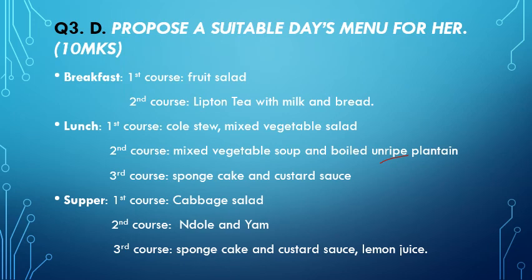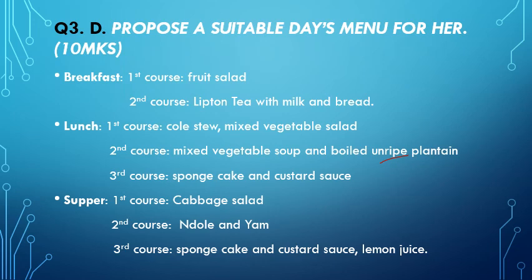Then for supper, for the first course, you may have a cabbage salad. You see, more of vegetable. Second course, you have your beans and yam. You see again, more of what? Vegetable. Then for third course, you may have your sponge cake and custard sauce with lemon juice. So this is just an example. It does not mean this is the only right answer. So there are so many answers in as much as it has more of vegetables and fruit and less of what? The fat, the sweet, and to an extent carbohydrates too, because excess is stored as calories or as fats.